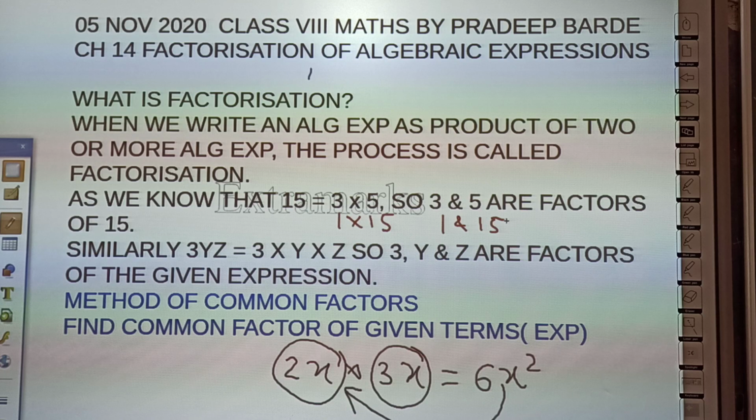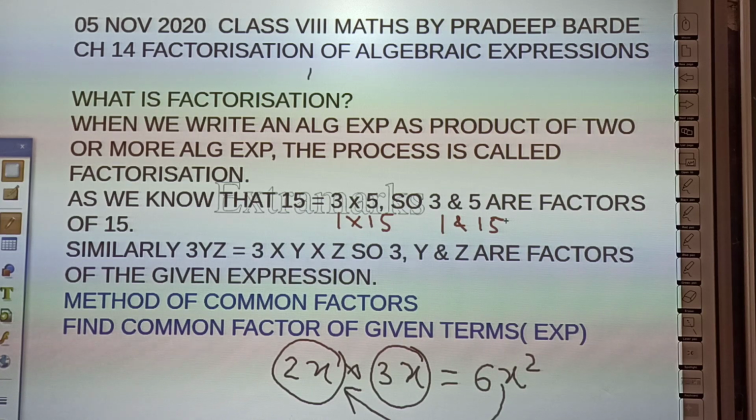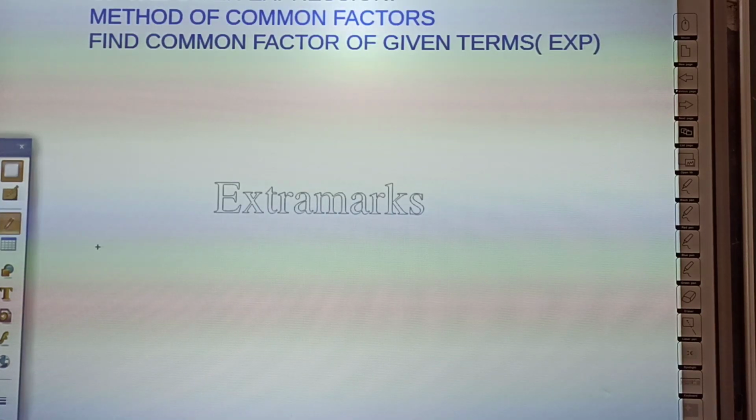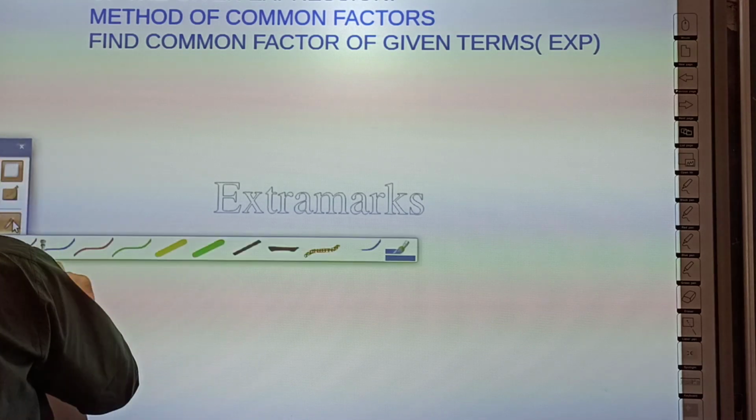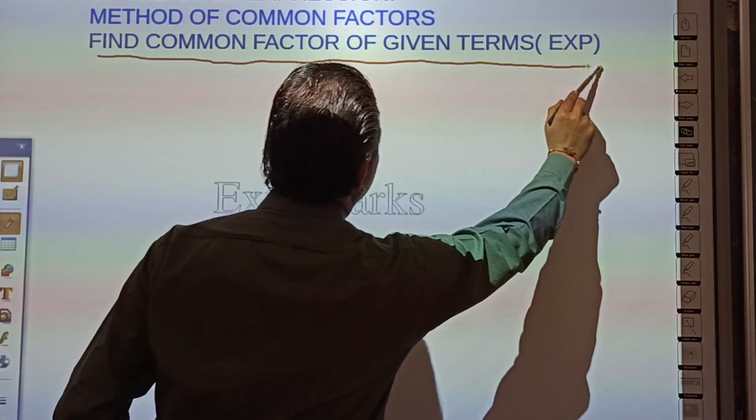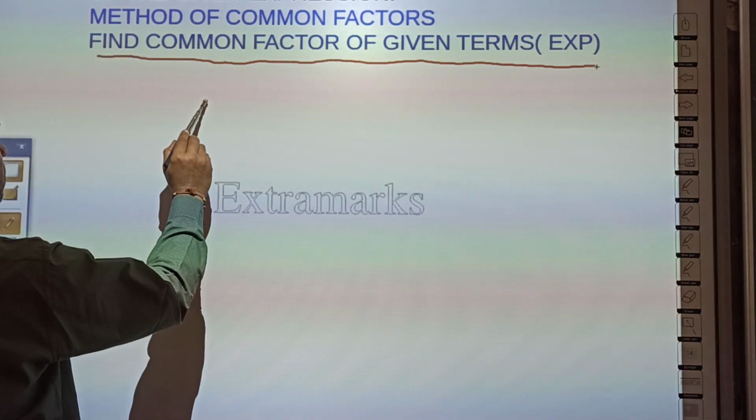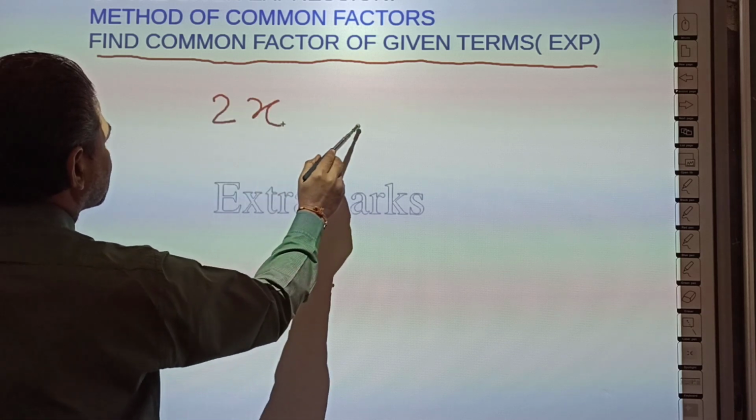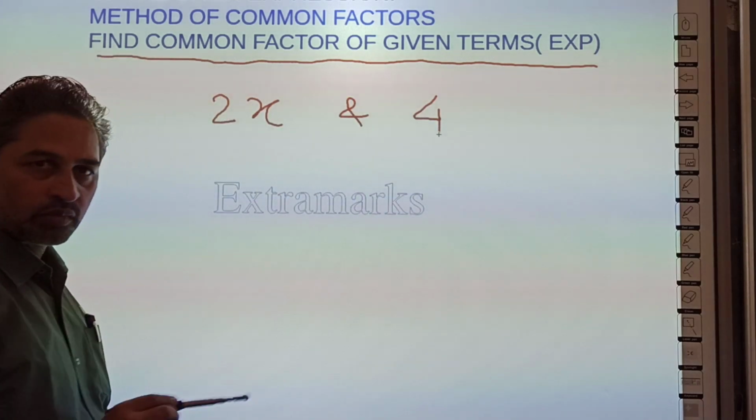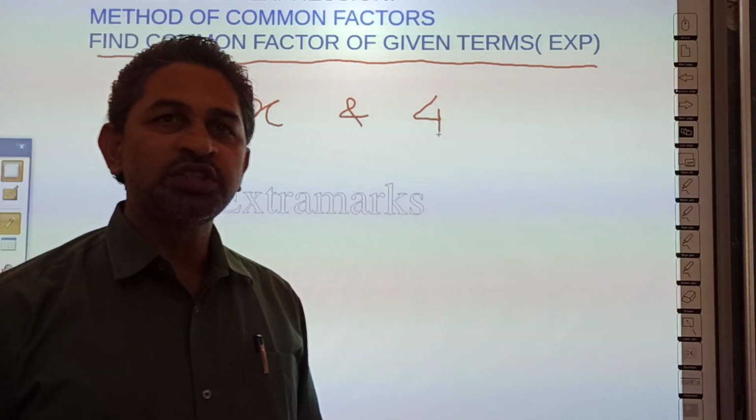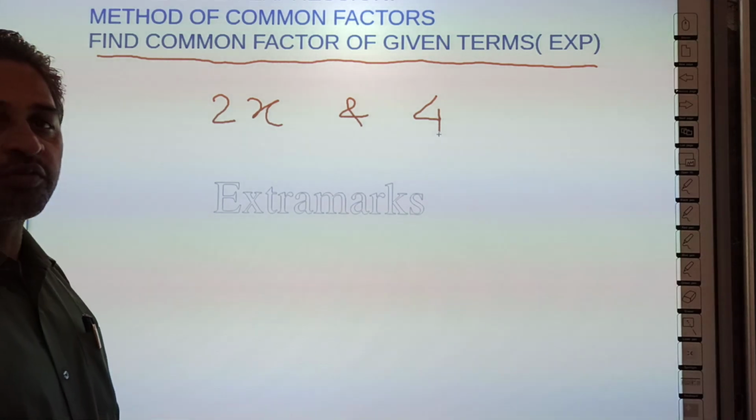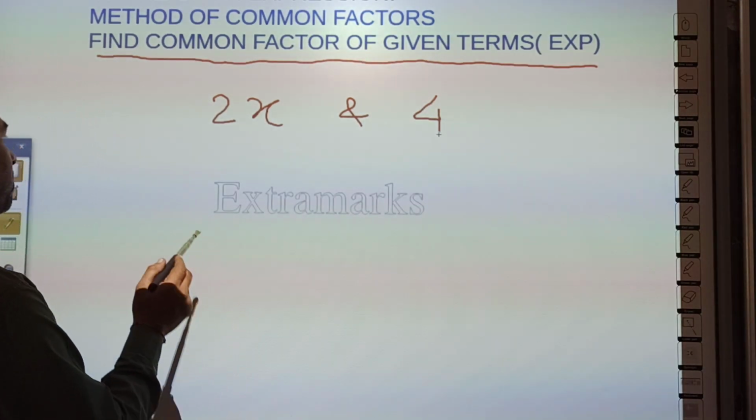Now students, today we'll learn first how to find out the common factor of given terms. We'll learn here first how to find out the common factor, with an example. Now suppose if you have to find out the common factor of 2x and 4. So what we have to do, we just need to write the term in the form of factors. So factors के form में लिखना है बच्चों.